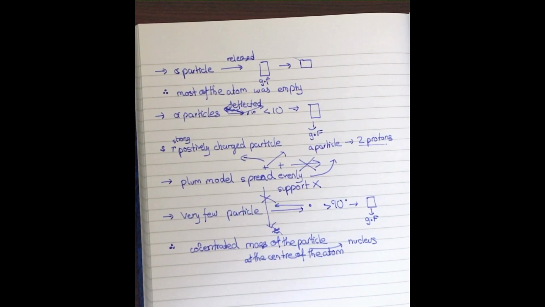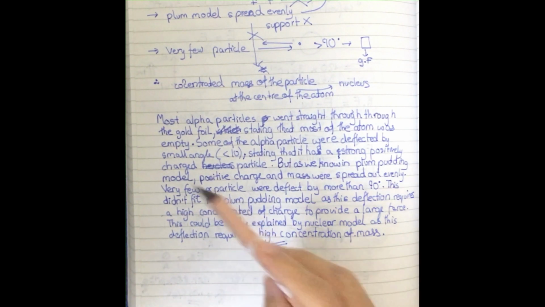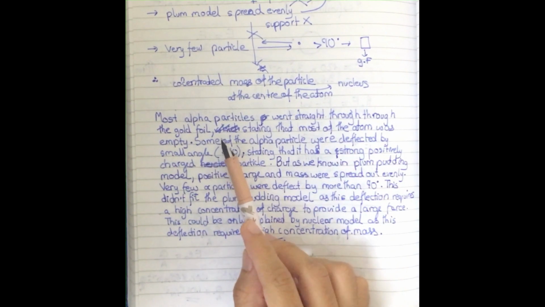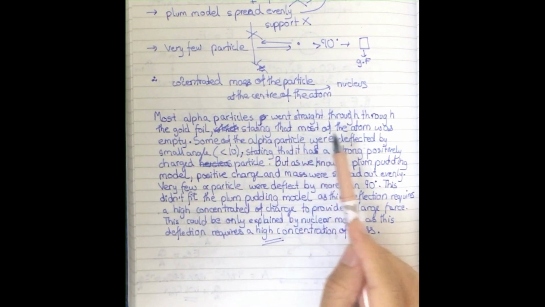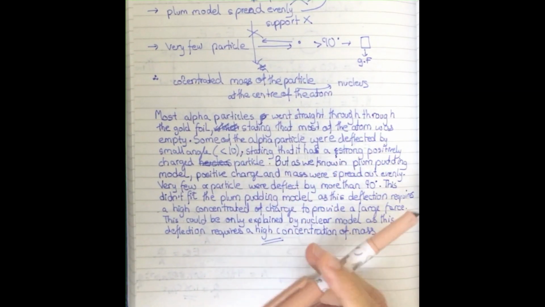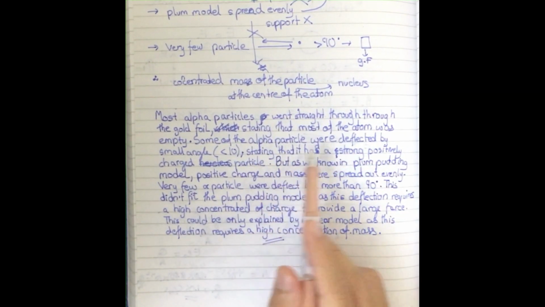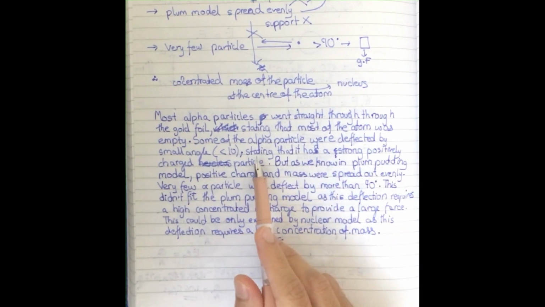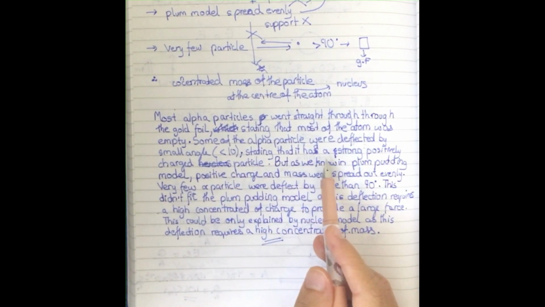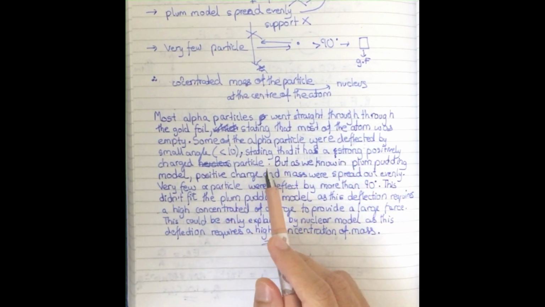So let me write the proper sentence for you. I have explained these points, and I'm going to write the sentence out. So I have written the sentence: most alpha particles went straight through the gold foil, stating that most of the atom was empty, as we have discussed before. Some of the alpha particles were deflected by small angles, less than 10 degrees, stating that there is a strong positively charged particle.